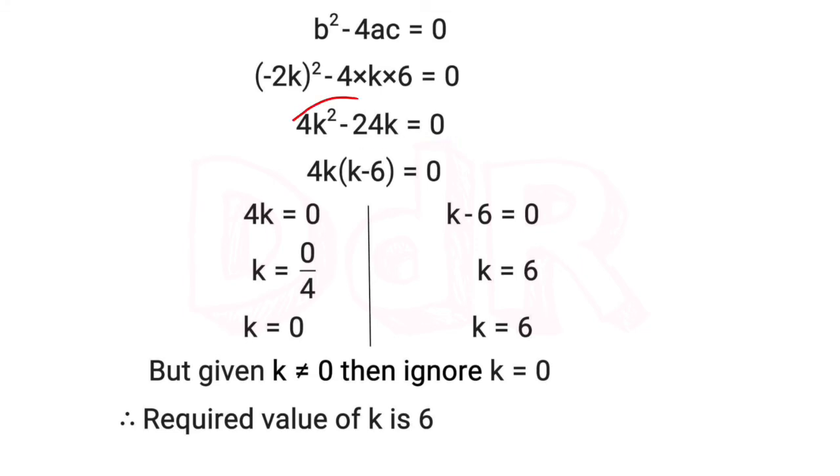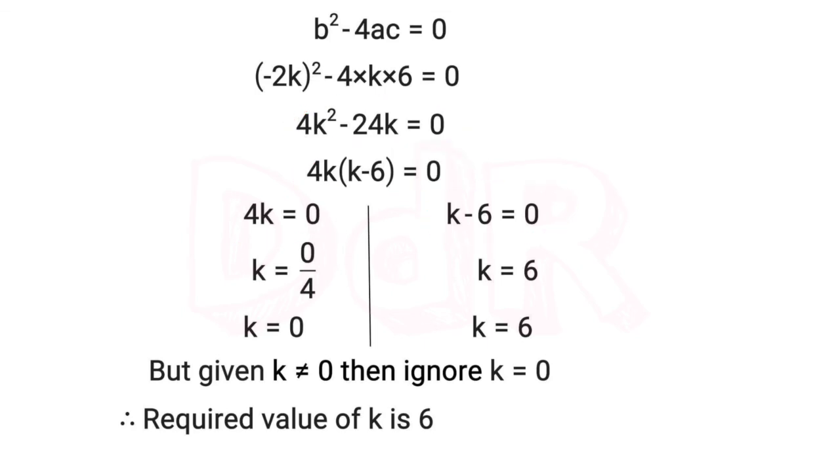So observe carefully, in these two terms we can take a common factor. What is that? 4k is common. So 4k bracket of k minus 6 equals 0. Now 4k into k minus 6 equals 0 is nothing but 4k equals 0 or k minus 6 equals 0. Why? Because 4k square minus 24k equals 0 is written as a product of two other polynomials. That is why the first polynomial 4k equals 0 and the second polynomial k minus 6 equals 0.